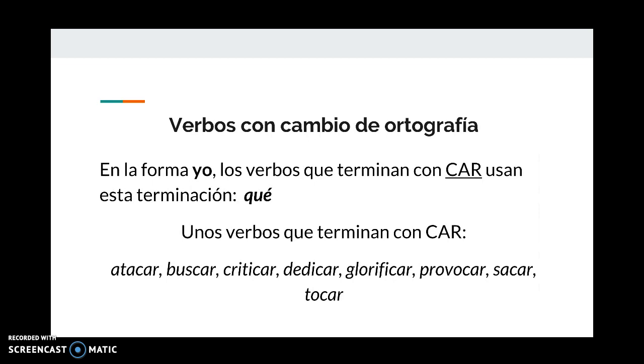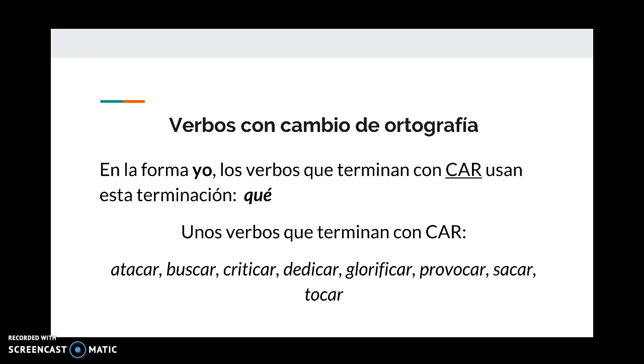Now we move on to verbos con cambio de ortografía, or spelling changers. You need to be aware that verbs that end with the letters car, gar, and zar, or los verbos que terminan con las letras car, gar, y zar, have a spelling change en la forma yo. The spelling change only takes place in the yo form, and after that, these verbs go back to being completely, totally, and utterly regular. First, you need to be aware of those verbos que terminan con car, the letters CAR. In the yo form, these verbs take the ending que, QUE, with an accent over the E.